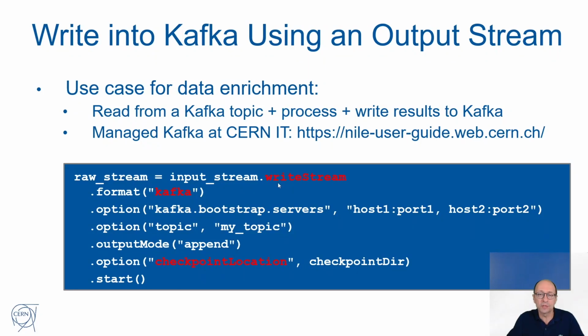Okay, let's see an example of how you can write out into Kafka. So you will have the input stream with some processing typically applied to it, and then you write the stream, and the format is Kafka. You point to the Kafka servers, you define the topic, the output mode, and then a checkpoint location needed for restarting the writes. And then the start again is very important to start the full pipeline.